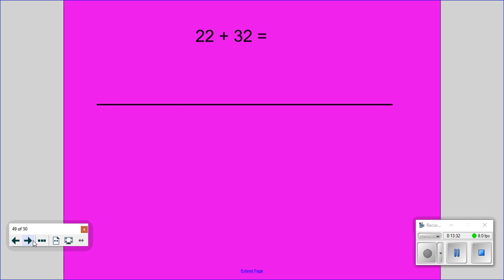Also, the smallest number I have in my equation is 22, right? Can you give me an easy, friendly benchmark number that's less than 22? Give me one. 20. I'm going to start my number line at 20. The reason I'm doing that is it's an easy number, and it is less than my smallest number, which is 22.